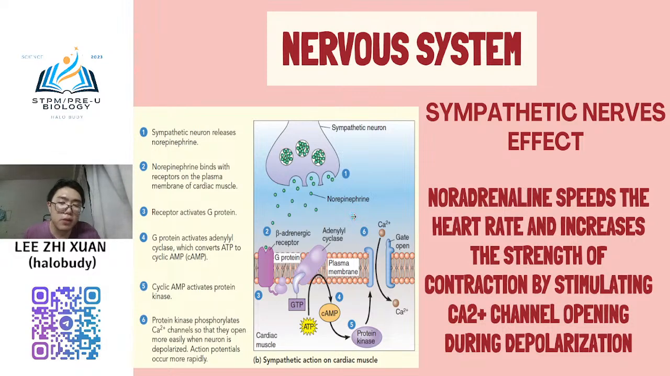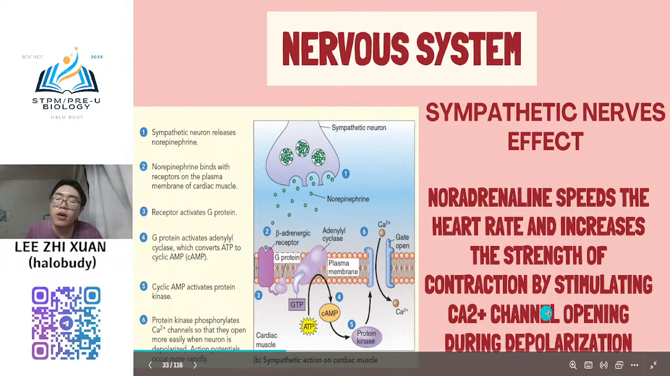In sympathetic, I already mentioned it increases our heartbeat rate, right? So the neurotransmitter that will be released is norepinephrine, or another name, noradrenaline. Norepinephrine is American English; in British style it is noradrenaline. The key function of noradrenaline is to speed up the heart rate and increase the strength of contraction by stimulating the calcium ion channel to open during depolarization. Meaning that during depolarization it is actually deactivated already.